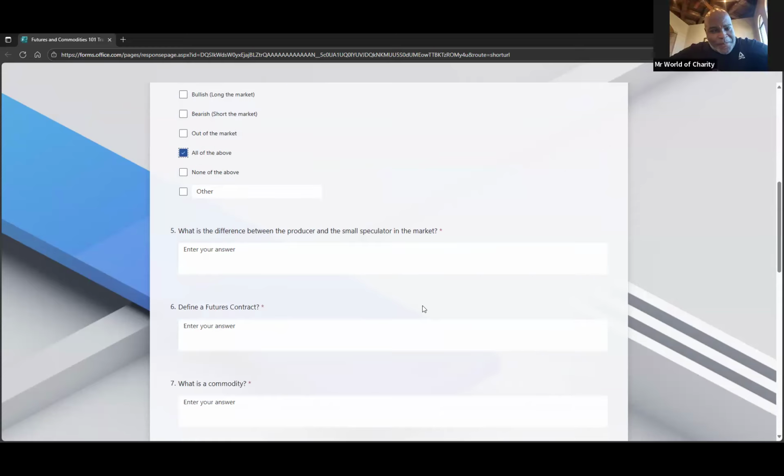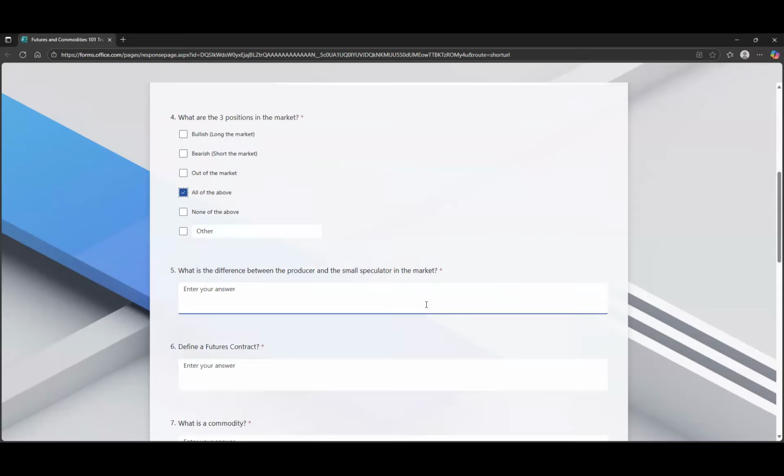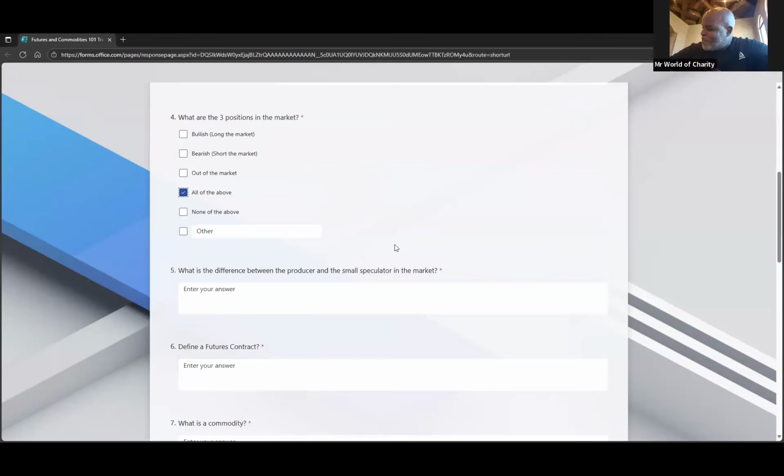Because the guy they call Mr. Corn said that even if you are out of the market, that's a position. Boy, I sound like I almost know what I'm talking about. Good God.